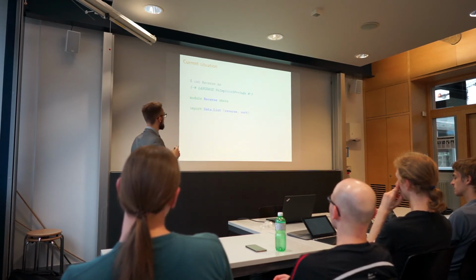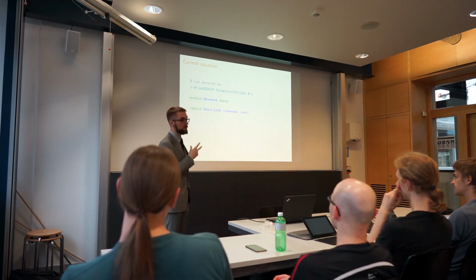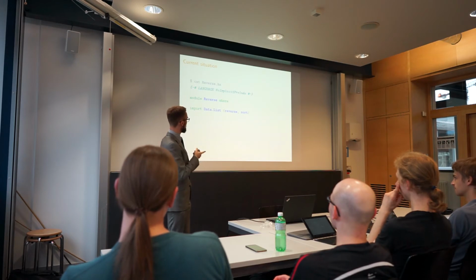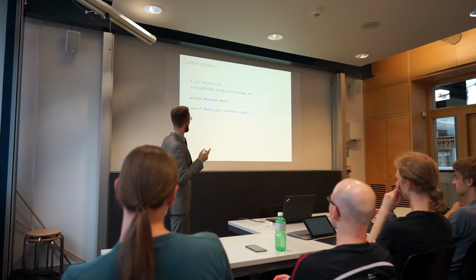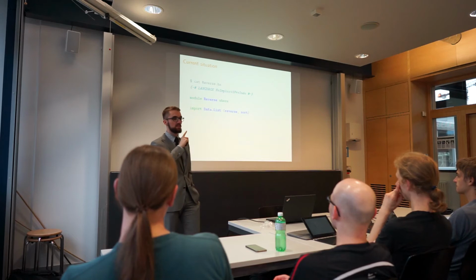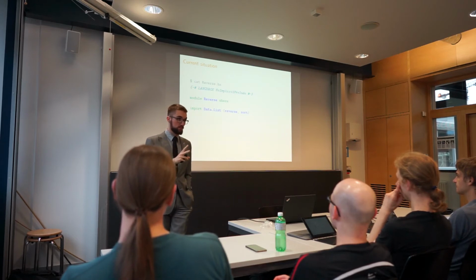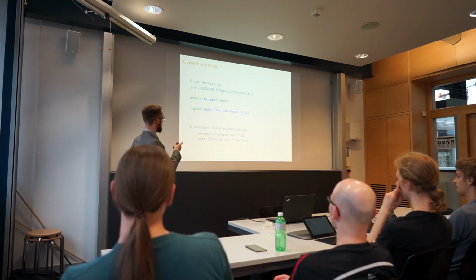We have some code here. This is supposed to have a really small scope. In fact, there are only 2 functions in scope. There is a reverse function and there is a sort function that do exactly what you think they do. And then we have the no implicit prelude extension just to make sure that there are only these 2 things in scope for now. And then we can run this command.